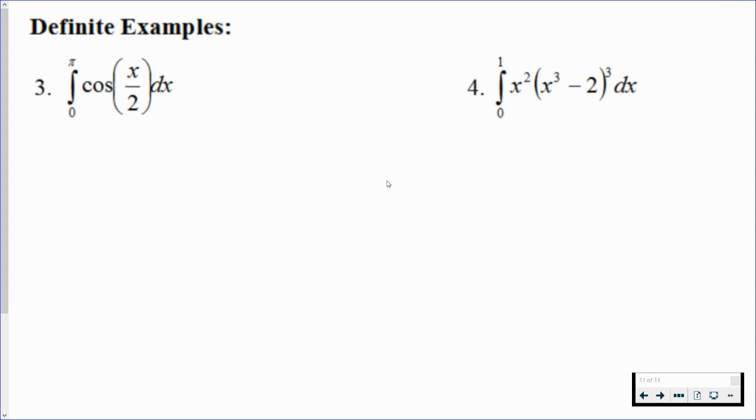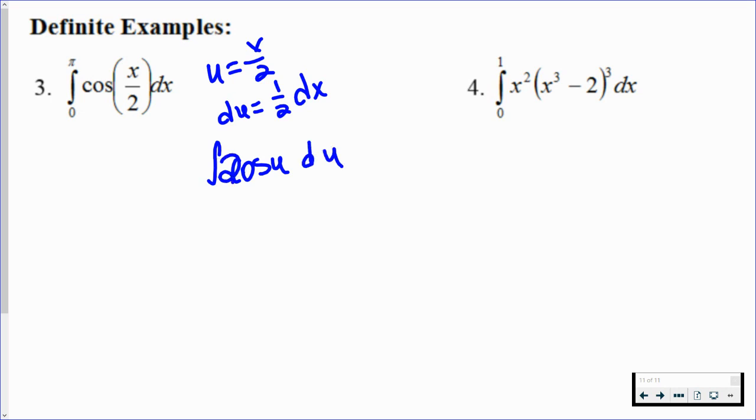These are definite ones, so let's take integral of cosine of x over 2 from 0 to pi. So your u is x over 2. Think about du would be 1/2 dx, derivative of x over 2, which is the same as 1/2 x. Now, we have cosine of x over 2, so that part is cosine of u. Now, du is 1/2 dx. We have 1 dx, so we actually have 2 du. Let's take the integral of 2 cosine of u, which is 2 sine of u.